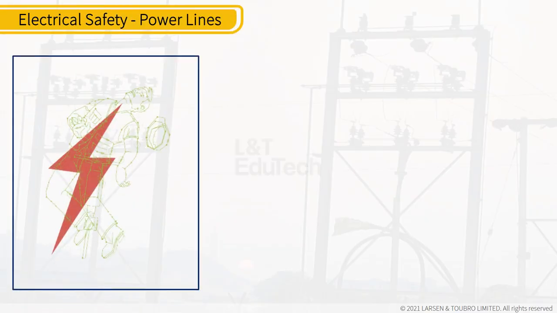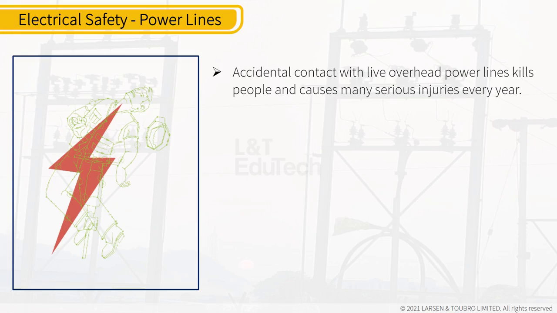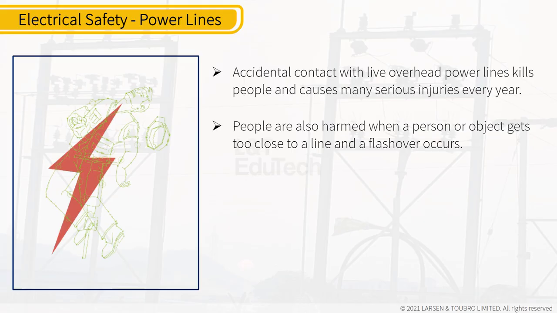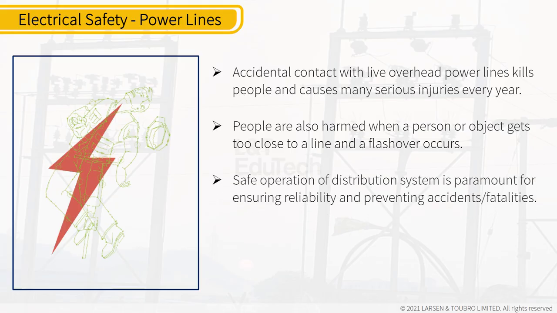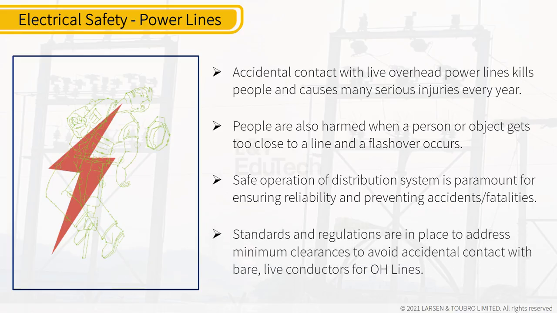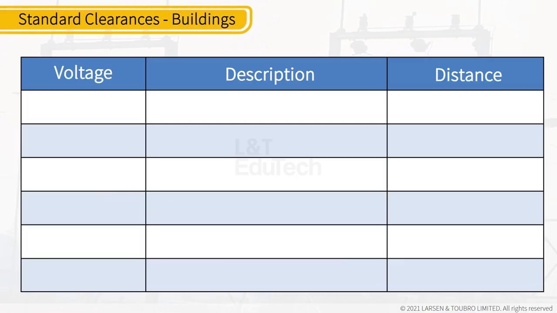The following are some of the important points on electrical safety. Accidental contact with live overhead power lines kills people and causes many serious injuries every year. People are also harmed when a person or object gets too close to a line and a flashover occurs. Safe operation of the distribution system is paramount for ensuring reliability and preventing accidents or fatalities. Standards and regulations are in place to address minimum clearances to avoid accidental contact with bare or live conductors for OH lines.